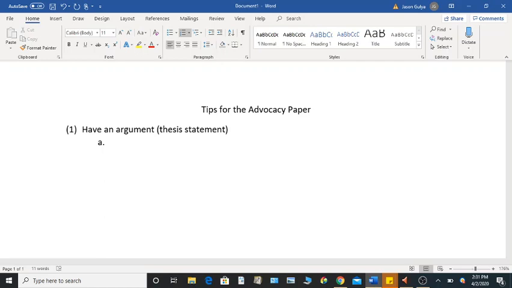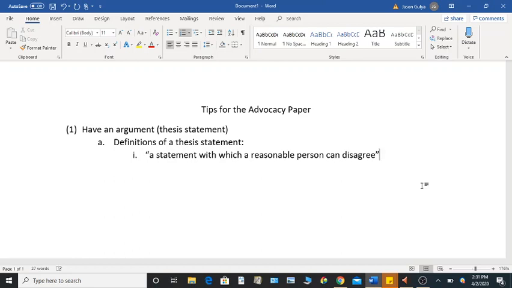So when I say argument or thesis statement, there are a couple of definitions that I want us to keep in mind. Now, the first is that a thesis statement is a statement with which a reasonable person can disagree. What I mean by that is that if you have an argument, a position that you have to defend, it means that someone can take the other side, and that someone can be a perfectly reasonable, intelligent human being.